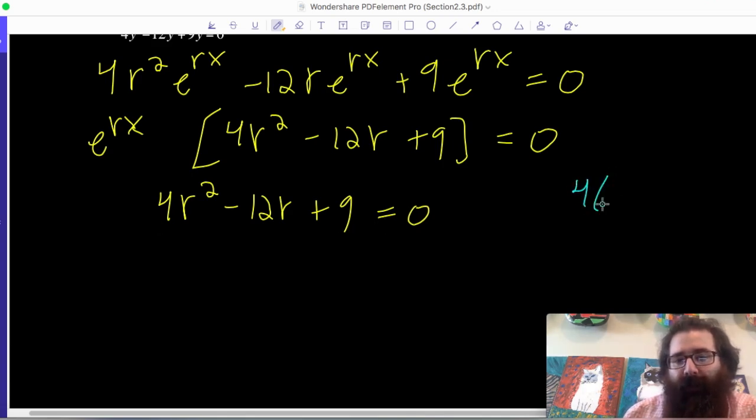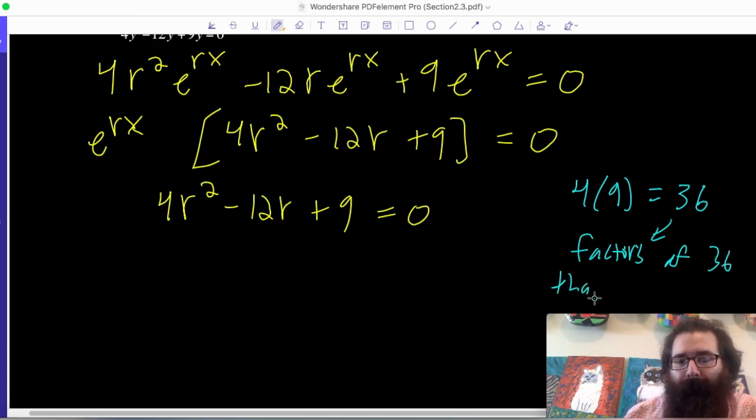So if I do that, I get 4 times 9, which is 36. And I'm looking for factors of 36 that add to negative 12.